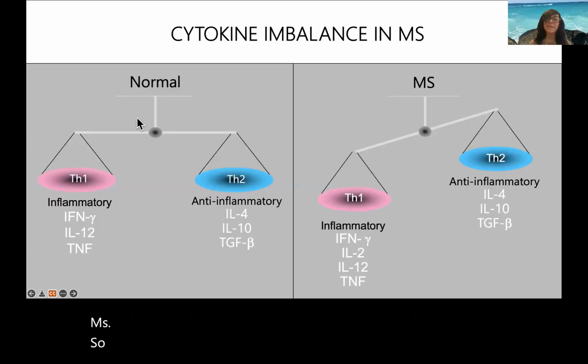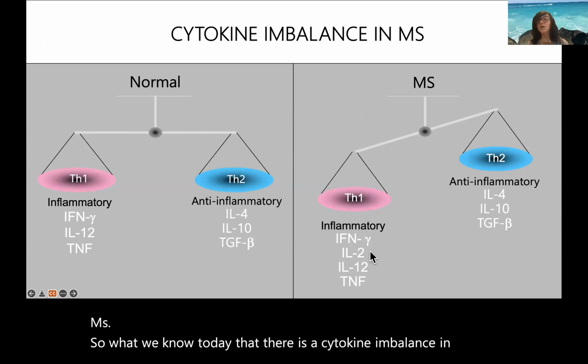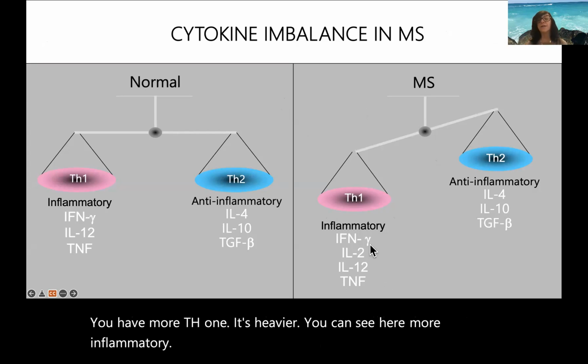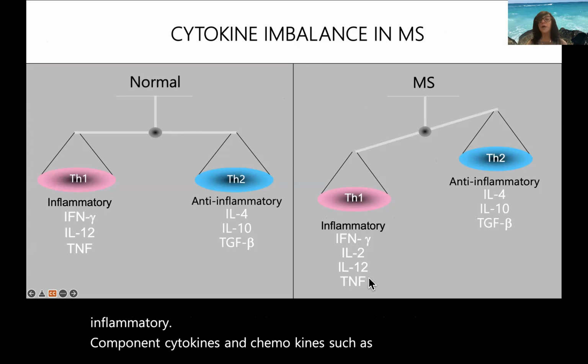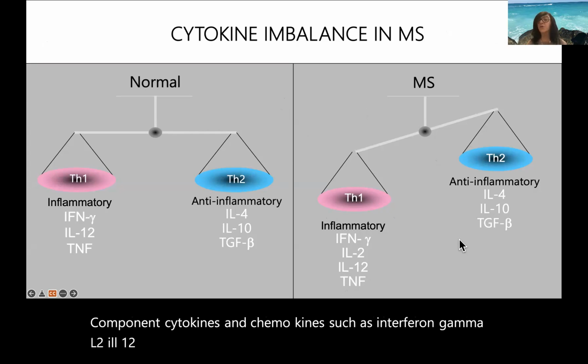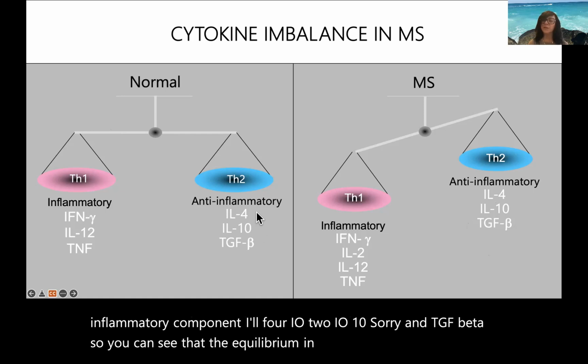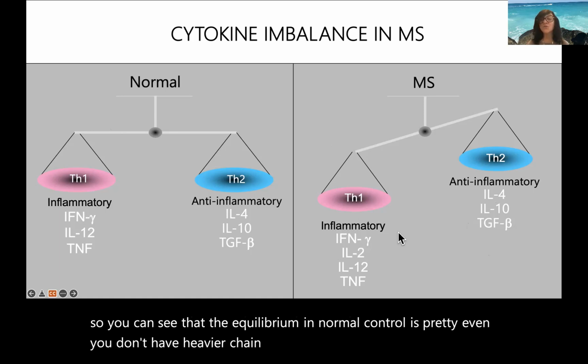So what we know today is that there is a cytokine imbalance in MS. You have more Th1, it's heavier. You can see here more inflammatory components, cytokines and chemokines such as interferon gamma, IL-2, IL-12, tumor necrosis factor, and you will have less Th2 anti-inflammatory components, IL-4, IL-10, sorry, and TGF-beta. So you can see that the equilibrium in normal control is pretty even. You don't have a heavier chain as compared to those with MS.